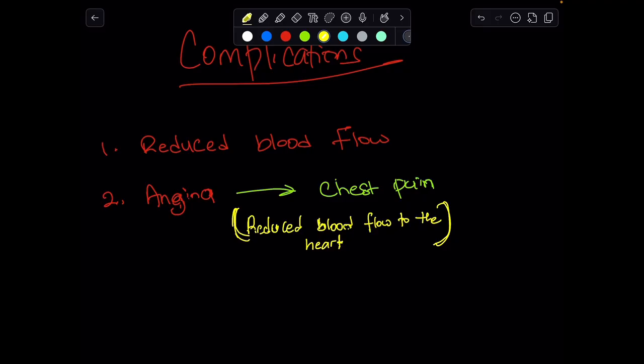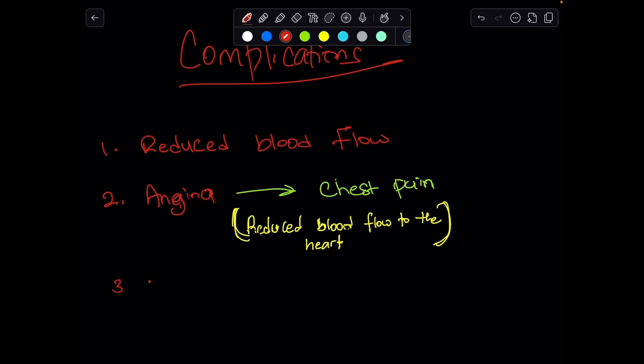And remember what happens in coronary artery disease. Reduced blood flow. Why? Because the narrowing of the arteries from the plaque causes reduced blood flow to the heart. If there's reduced blood flow, then what's going to happen? Chest pain, angina. Simply like that. Not much to say there.